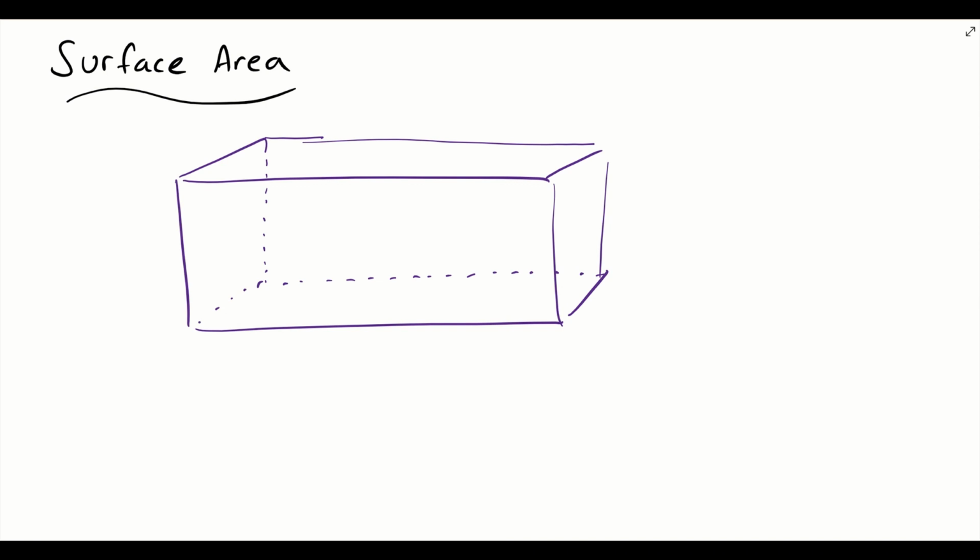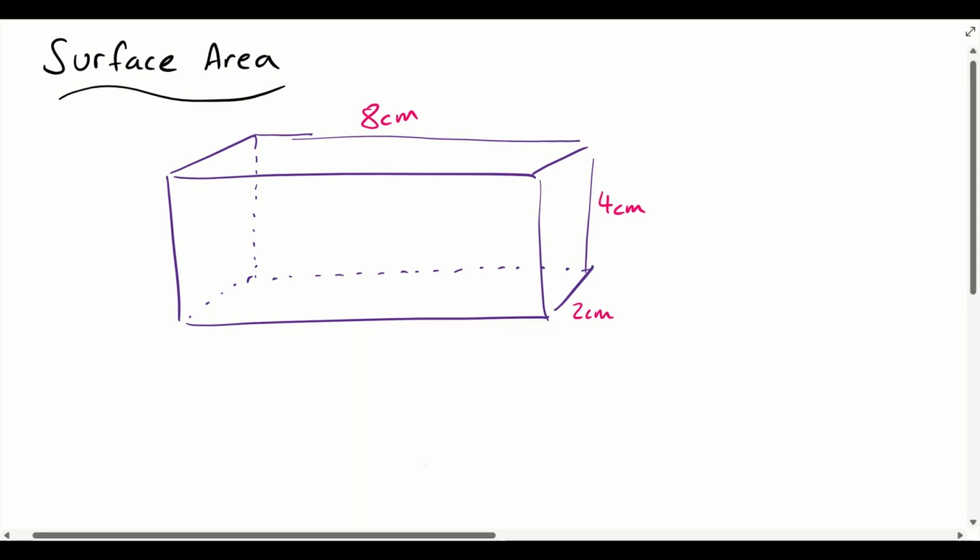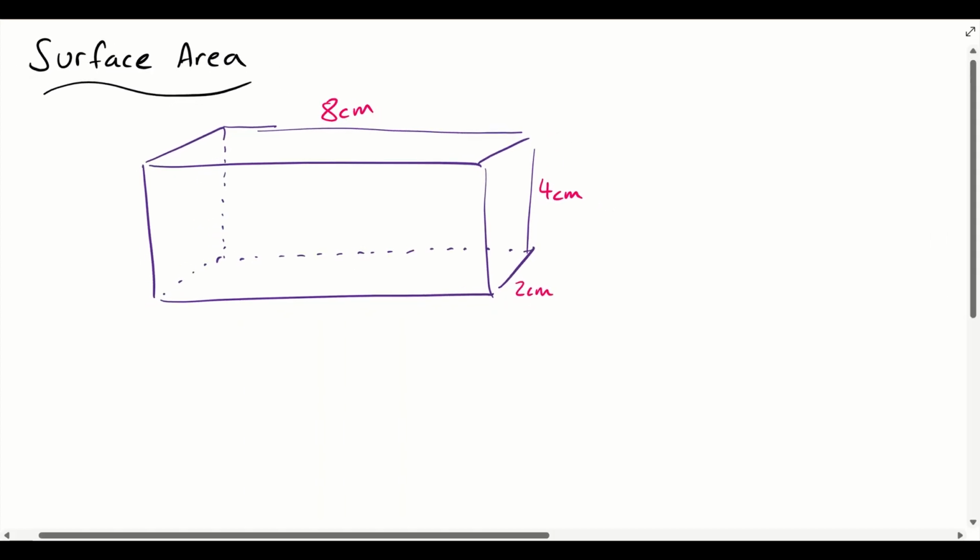So let's give this rectangular prism some dimensions. Let's say that the length along the top here is 8 centimeters, and it has a depth of 2 centimeters and a height of 4 centimeters. Well, how can we calculate the surface area? So, as we just said, let's take a look at the front face.